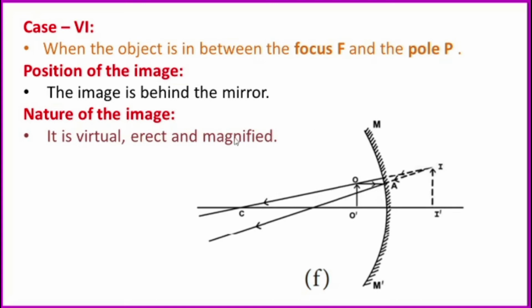So this is the special case in the mirror. In the first 5 cases we get real inverted images only. In this case we get a virtual, erect and magnified image when we place the object between F and pole P. Okay. So this is the special case. The image is behind the mirror. In the first 4 cases we get the image in front of the mirror. In the 5th case we cannot get any type of image. Then in the sixth case we get the image behind the mirror. Behind the mirror means inside the mirror. Okay.